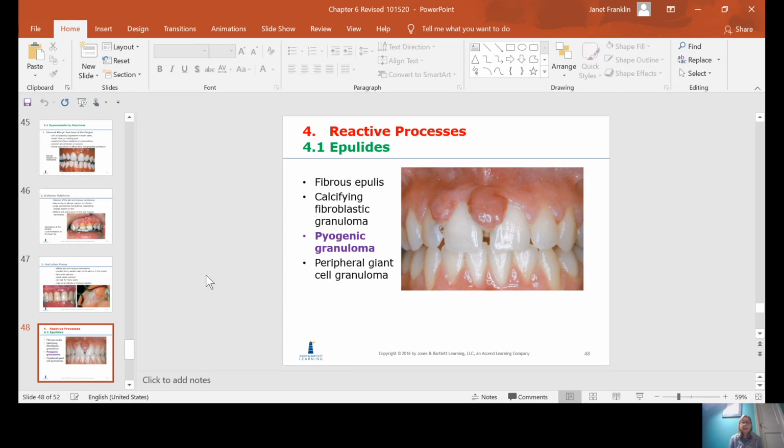Reactive processes. So you can have epulis, which is fibrous tissue. This is the picture of the pyogenic granuloma we talked about. So this is actual tissue. It's not fluid filled.